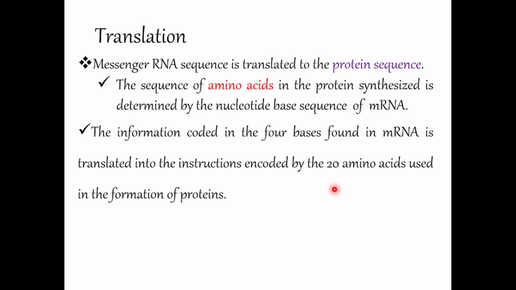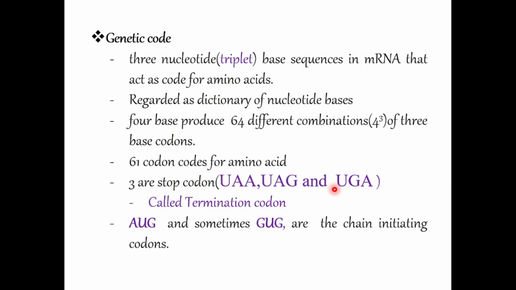the kind of protein produced, the kind of amino acid produced. Okay. There are different terminologies, like genetic code. Genetic code is nothing but triplet nucleotides. There are 3 nucleotides, or a triplet base sequence, in messenger RNA that act as a code for amino acids. It is in the form of codons, or genetic code. So this genetic code is regarded as a dictionary of nucleotides.